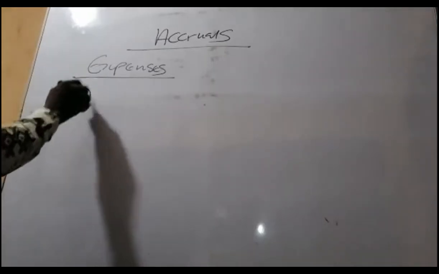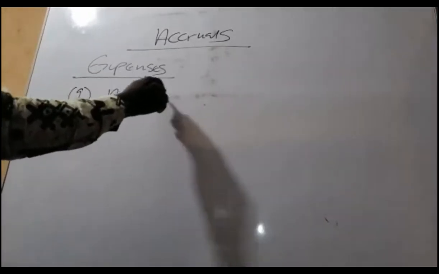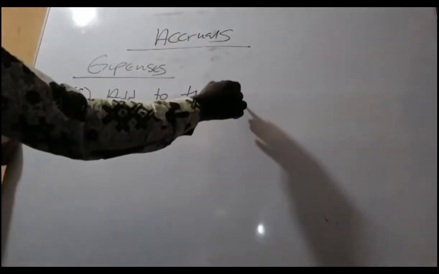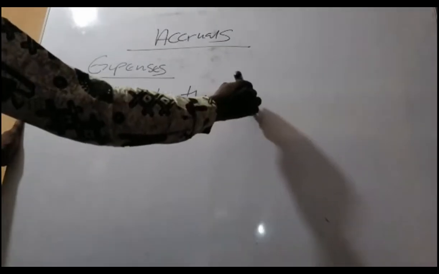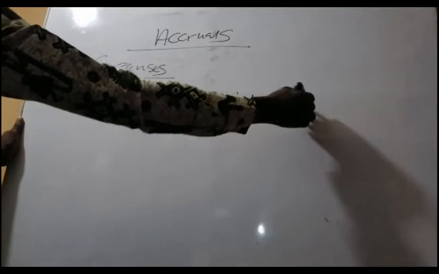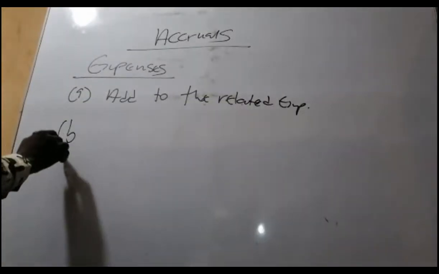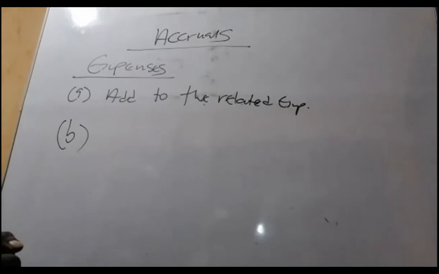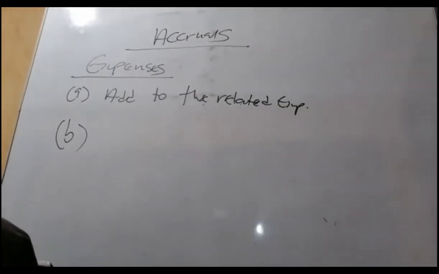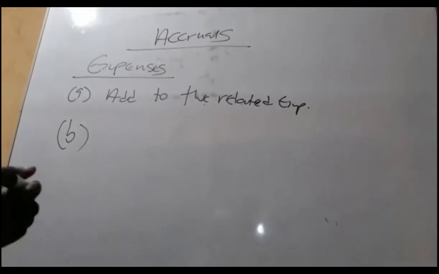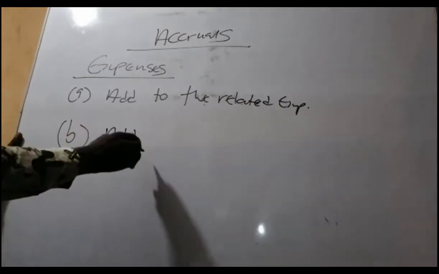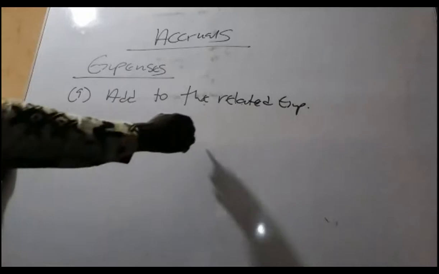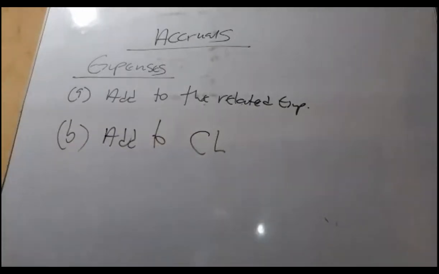In the P&L, add it to the related expense. Then B, you are owing expense. And we say owings are what? Liability. If it's an expense, you add it to your liability. So you add it to current liability. Add to what? Current liability. That's all.